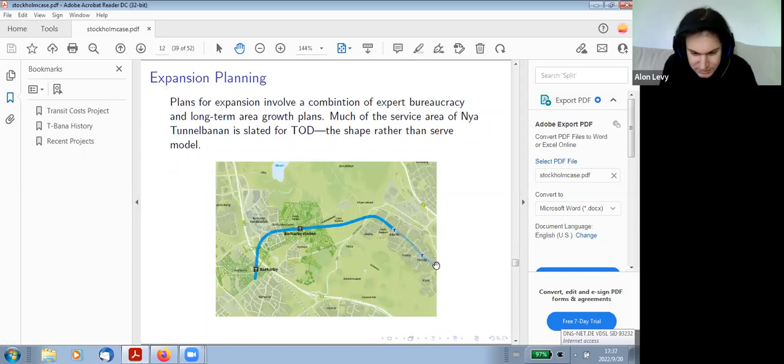This is the existing line in lighter. It goes up to Okada, and you can kind of see, even on this map, development here, less development farther out. And the plan is to do the same thing around here, around Bakarby. A lot of this planning is also based on negotiations about TOD.